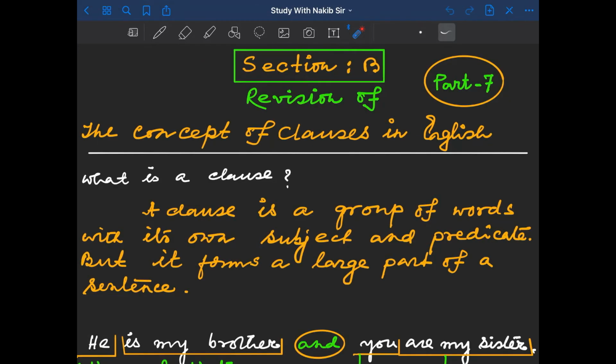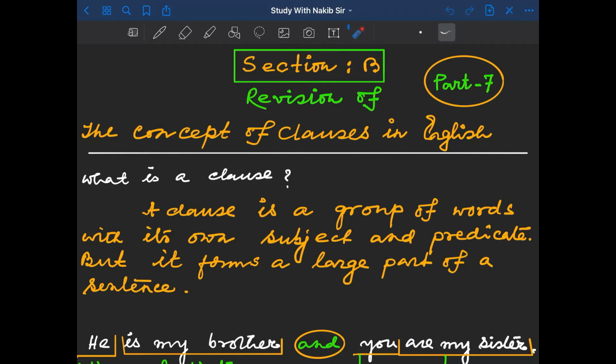Now section B, revision: the concept of clauses in English. Clauses are very important in the English language. These are used for writing long ornamental sentences in a composition. So clauses should be learned very carefully. If you want more details, go to part 7 and learn it well. Okay, now come to the point.